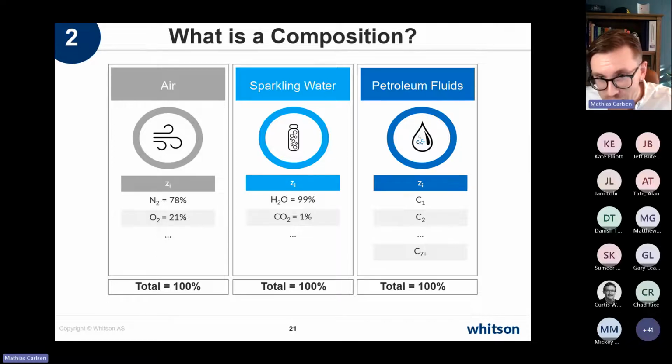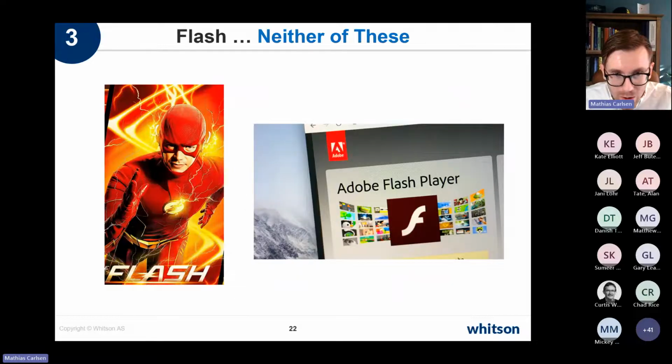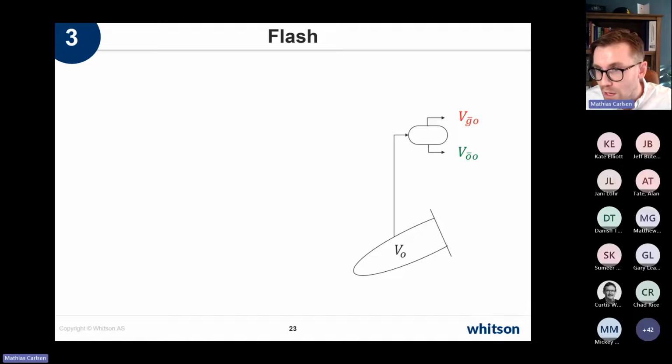The one thing it does not mean is the superhero, or one of my nightmares earlier, Adobe Flash Player. I don't know if that was a thing over here too, but everything that had that was just a nightmare. So it has nothing to do with that, but it's related to the so-called flash calculation.